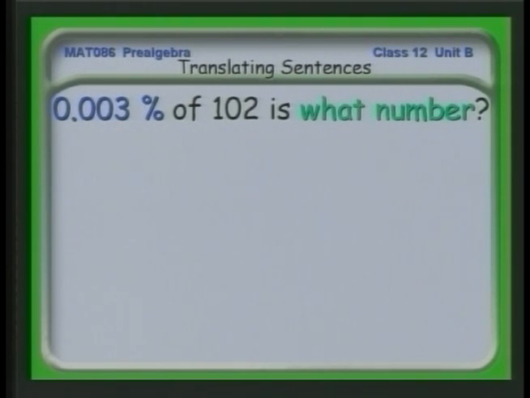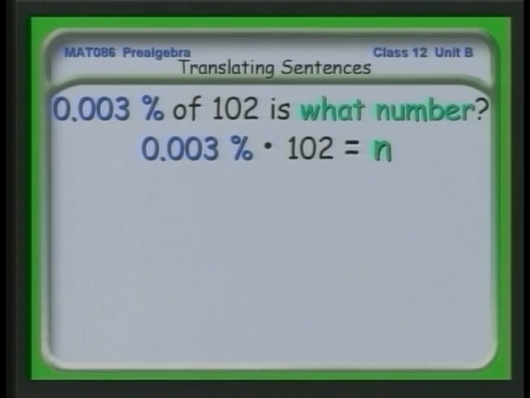0.003% of 102 is what number? Same deal, we're given the percent and the whole thing, that number following the "of", and we would like to know what the part is, how much the part is. 0.003% of 102. When you see a number like this, and you do that translation, you have to be careful because that's not a decimal, that's a percent. You see that percent sign there.